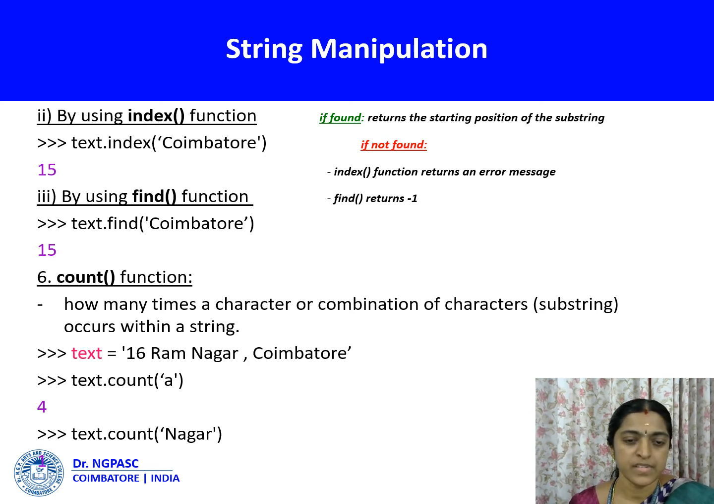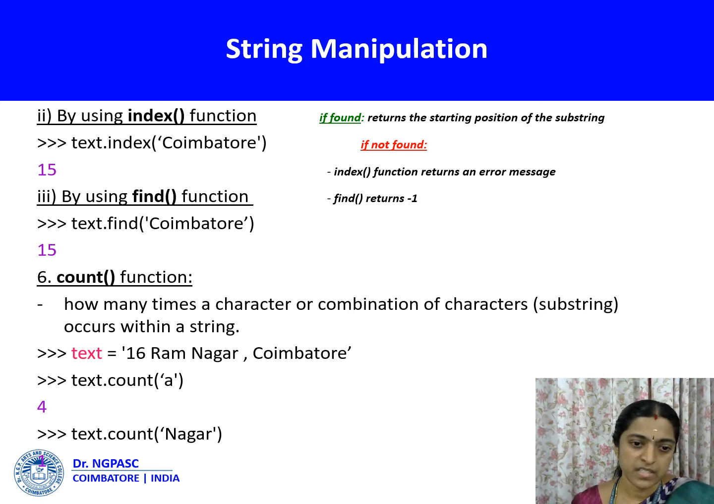Okay. Next we will see about the find function. The find function returns the location if the substring is present in the string. Otherwise, it returns the value -1. So that is the difference between the index and find functions. Next is the count function. The count function is used to count the number of occurrences of a single character, or to count how many occurrences of a combination of characters are present in this text.